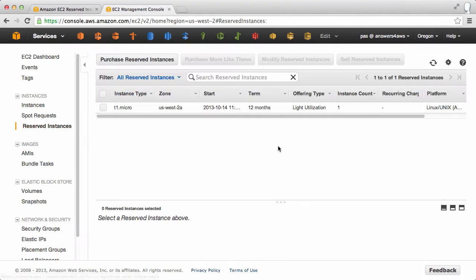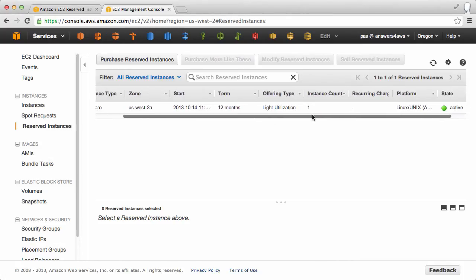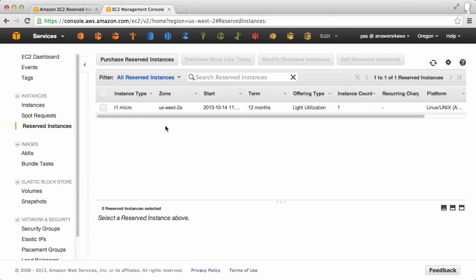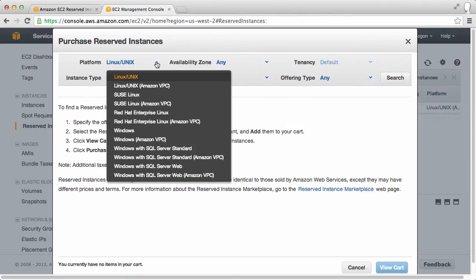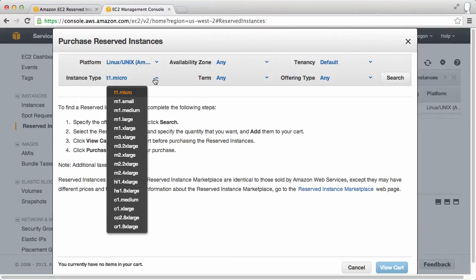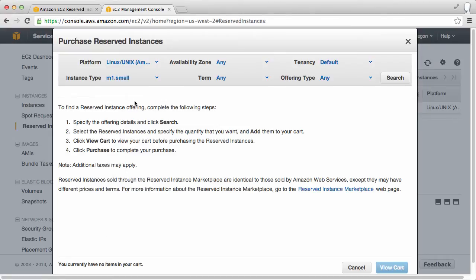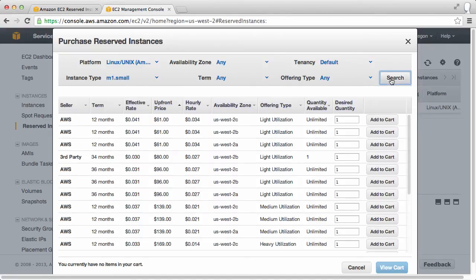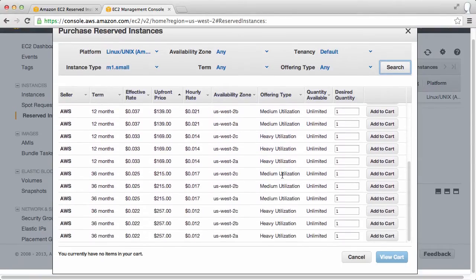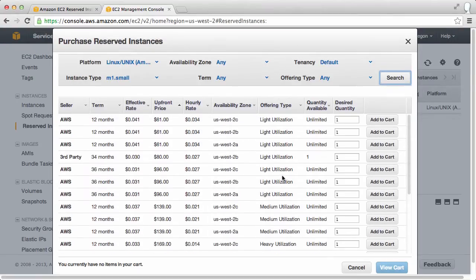So if we go to the AWS web console, you can see that I have one reserved instance here. It's a T1 Micro, and let's go and purchase another one. Here you can specify the platform. I'm going to bring this one up inside the VPC, and let's have a look at what M1 smalls are available. Okay, there seems to be quite a few here, and this is basically just like shopping on Amazon. You pick what you want and you add it to your cart.